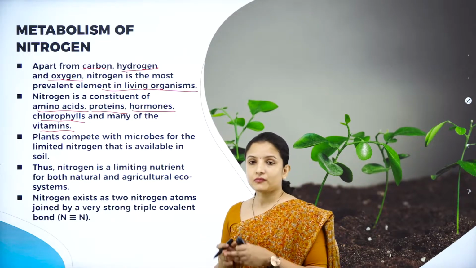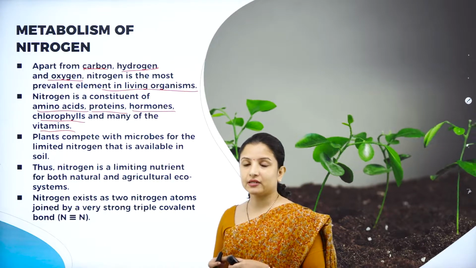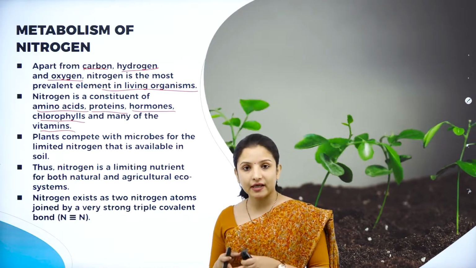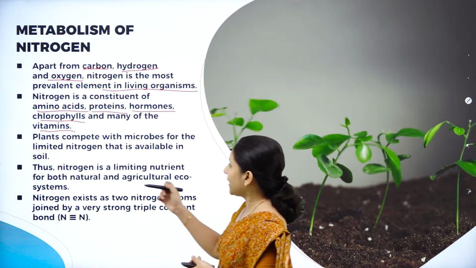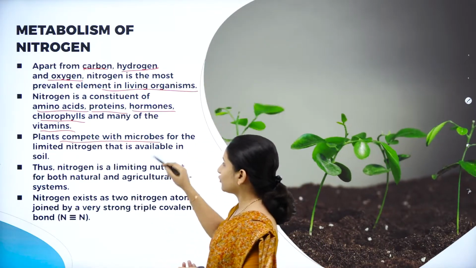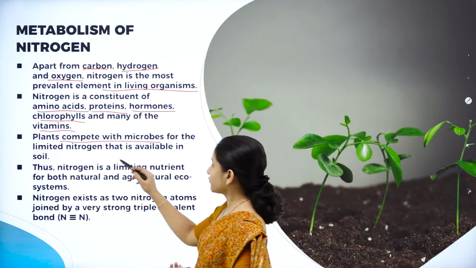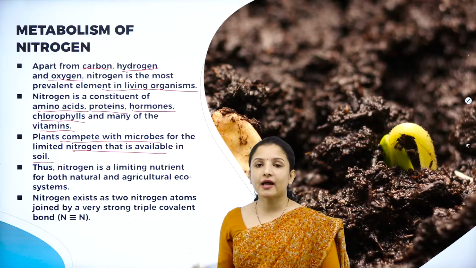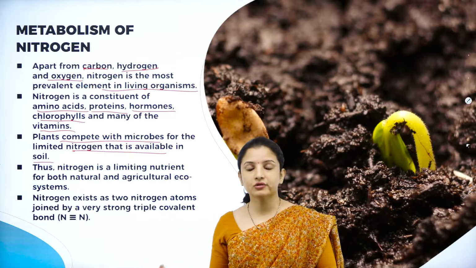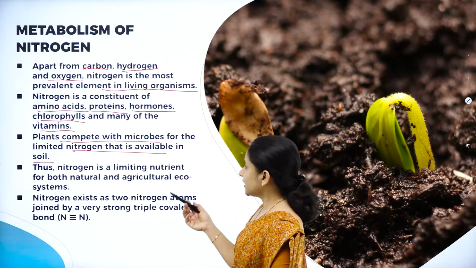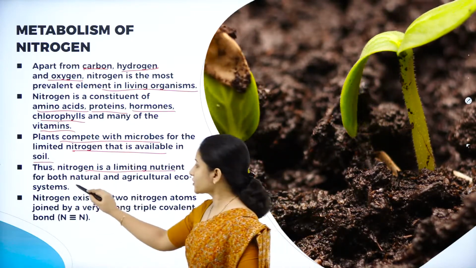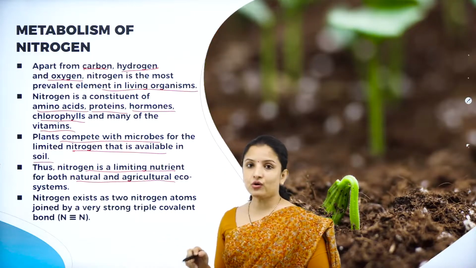So here, whatever nitrogen is there in the soil, the plants will have to compete with the microbes that are there in the soil for the nitrogen. So plants compete with microbes for the limited nitrogen that is available in the soil. So that is the time when we can add nitrogen from an external source in the form of fertilizer. So thus nitrogen is a limiting nutrient for both the natural and agricultural ecosystem.